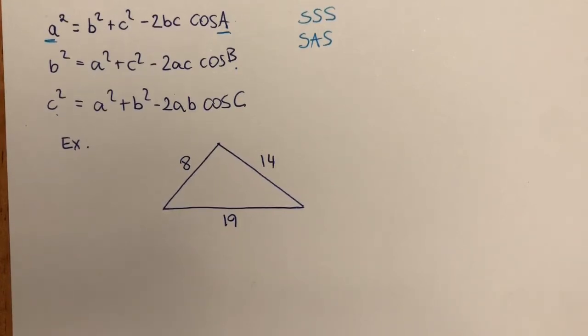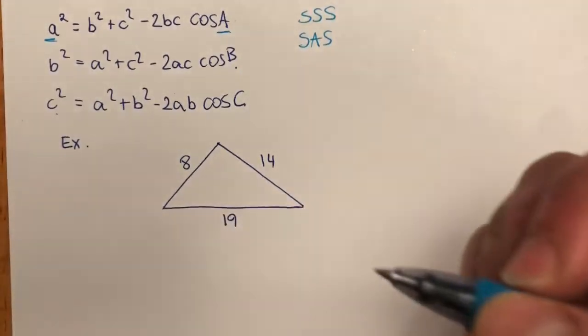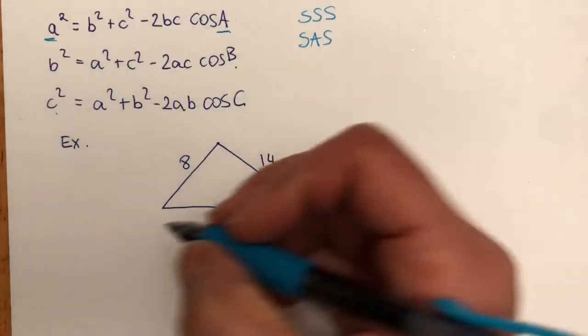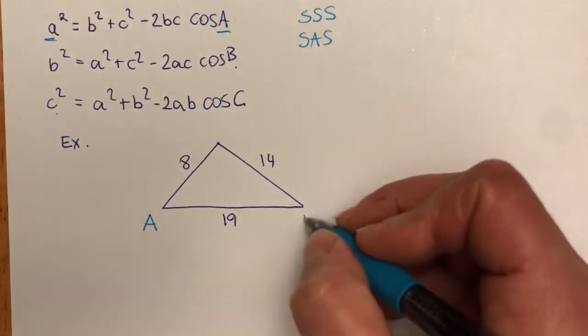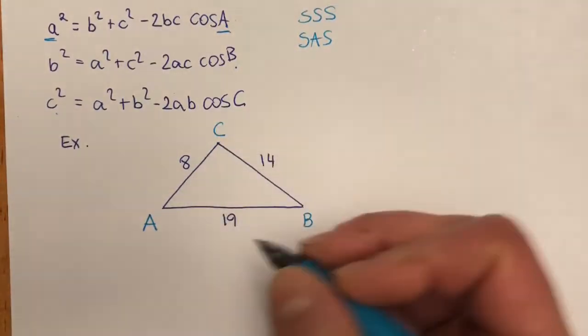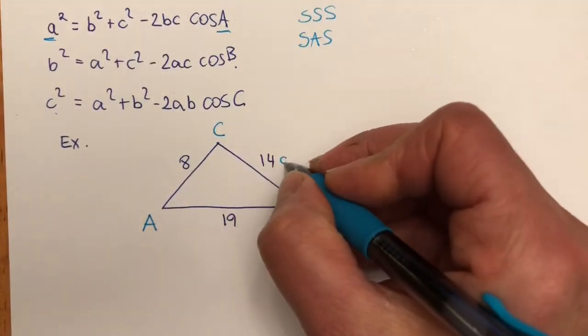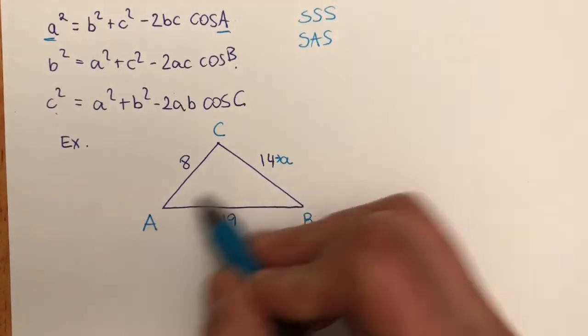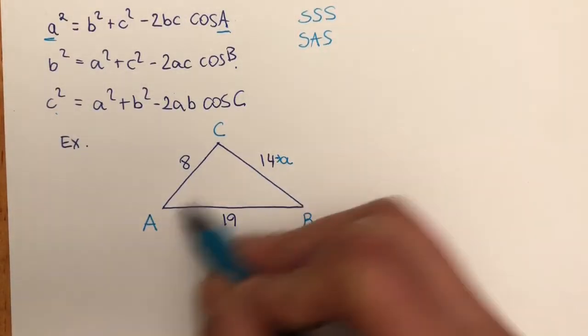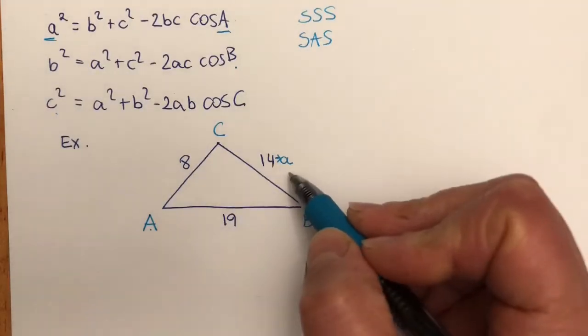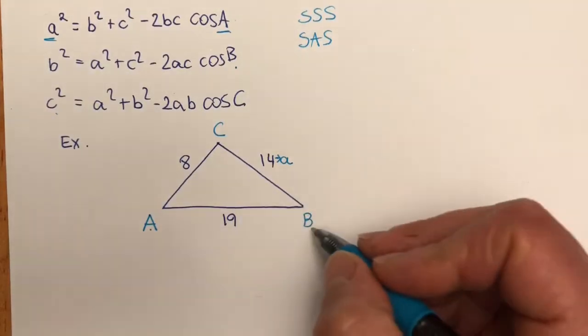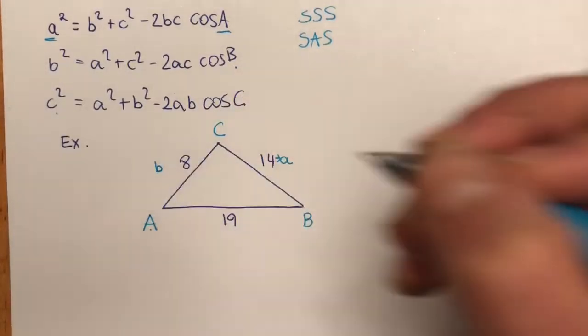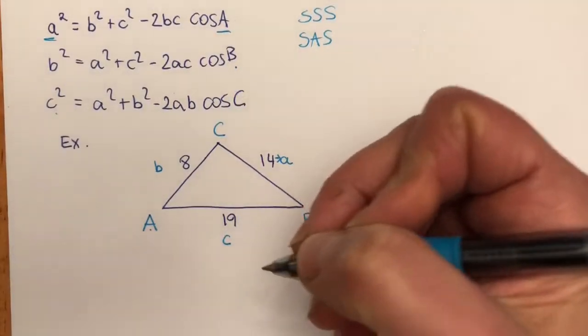The very first thing you should do is make sure you name this triangle, because it's so much easier to then plug in the numbers. So let's say this is A, this is B, this is C. You need to make sure that you name the sides that correspond to the angle, or are across from the angle, with the same letter. The angle is always the capital letter, the side is always the lowercase letter. If this is B, this is the lowercase b. If this is C, this is the lowercase c.